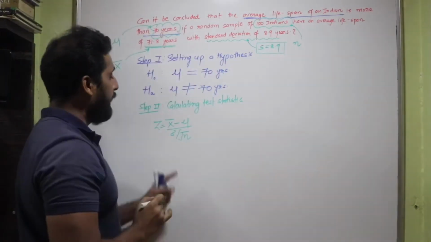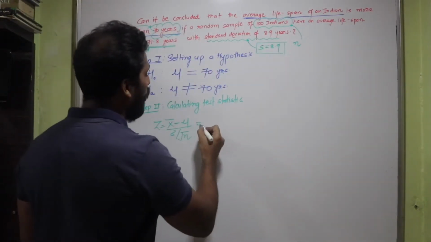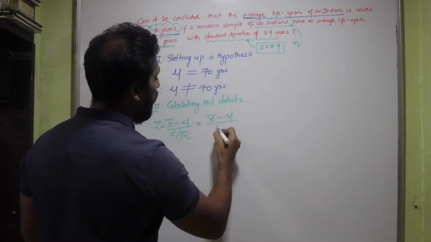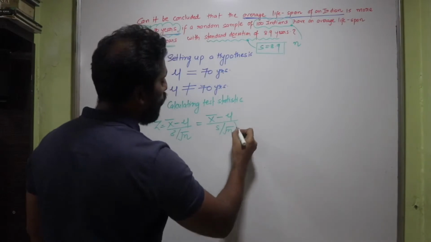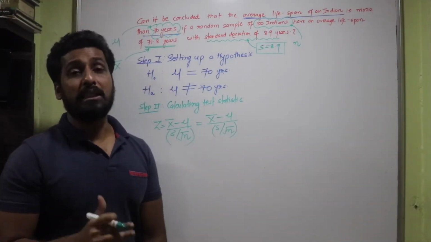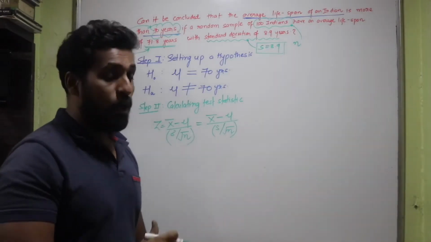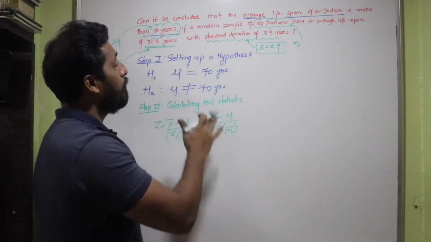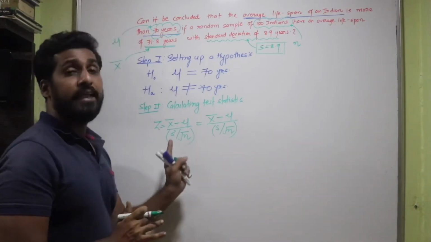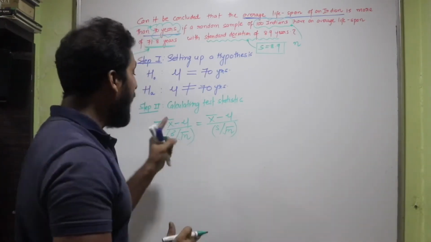So I can say that this same formula can also be written as X bar minus mu upon S upon root N. It does not matter whether the standard deviation of the sample or of the population is given. Whatever is given to us, accordingly I will change my formula. So I'm going to get the value of Z from here.